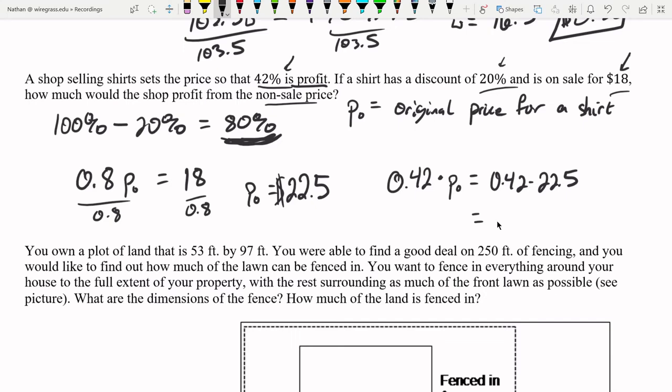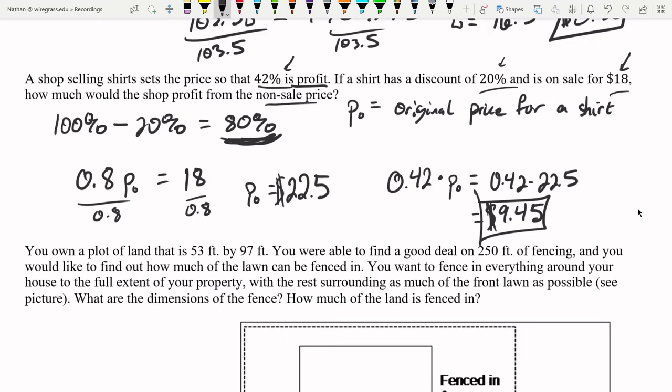And that gives us $9.45. Okay, so that's our answer. That's how much profit they make from the original price of the shirt.